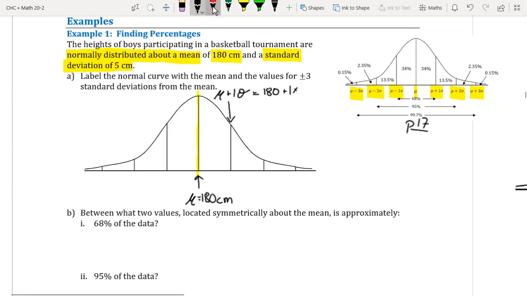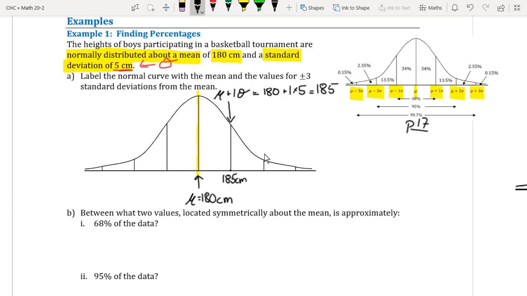No, sorry, it's 5. My bad. I was looking over here. This here is our sigma, our standard deviation, so it's going to be times 5. So 180 plus 1 times 5 is 185. Now we can label it down here. This point right here is plus 1 standard deviation above the mean, and it's represented by 185 centimeters.